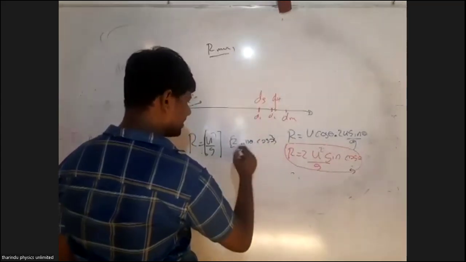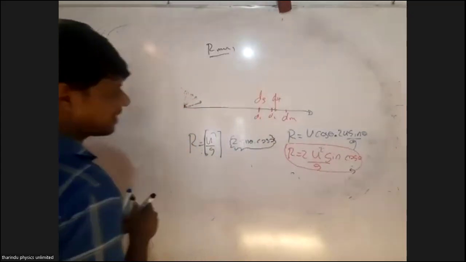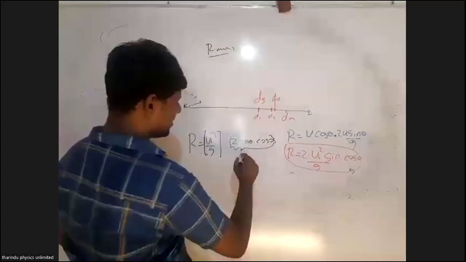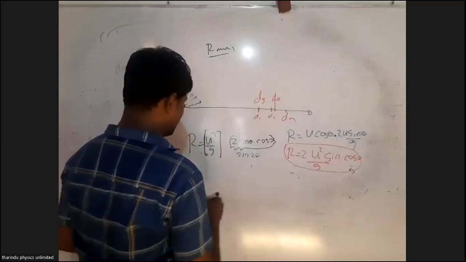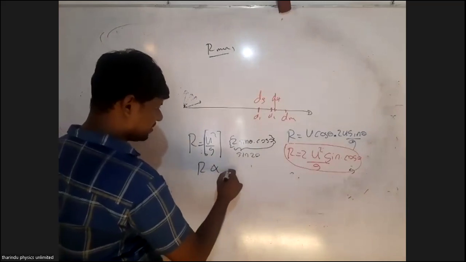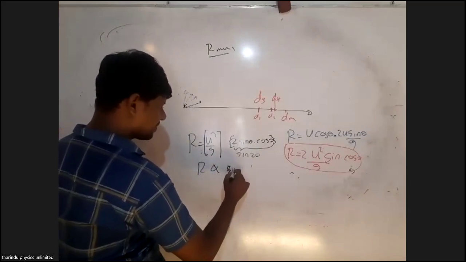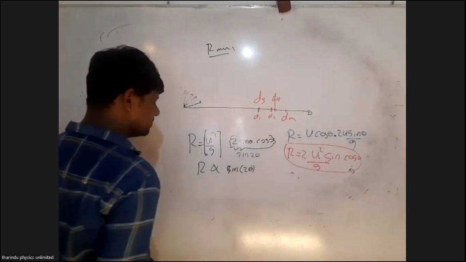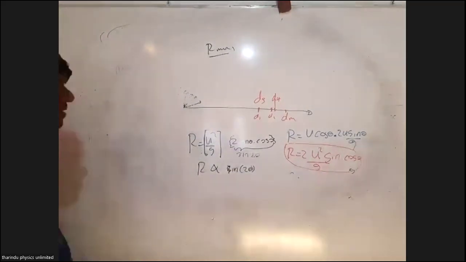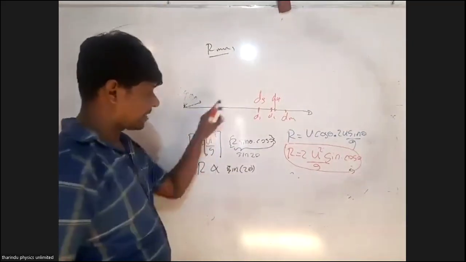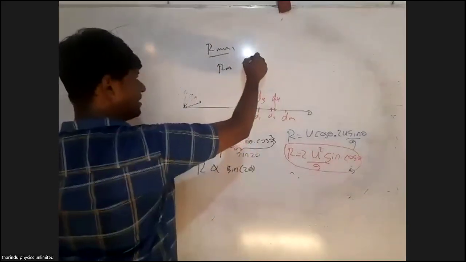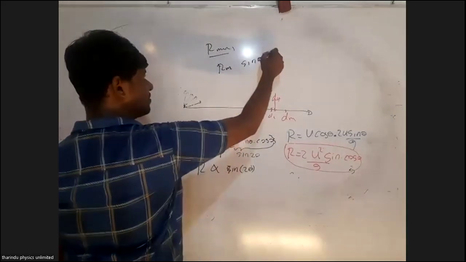So according to mathematics, what is this? 2 times sine theta cos theta will be sine 2 theta. So the equation will be something like this. Now it is proportional to sine 2 theta. The only variable is the angle. So what is the maximum? To get the maximum displacement, or R max, sine 2 theta should be max.